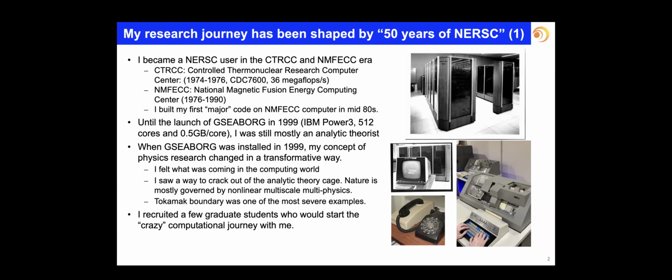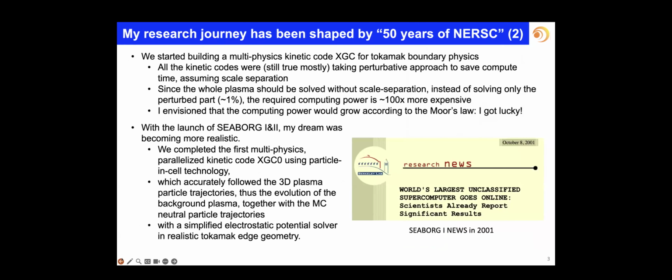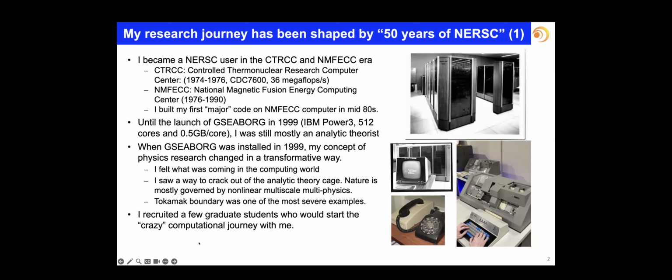Fusion is actually by nature governed by nonlinear multiscale multiphysics. There was no way really to make good progress using paper and pen. And I really broke out of that concept of paper and pen. And Tokamak boundary was one of the most severe examples governed by nonlinear multiscale multiphysics. I saw a way. So I recruited a few graduate students. At that time, many people called me crazy.